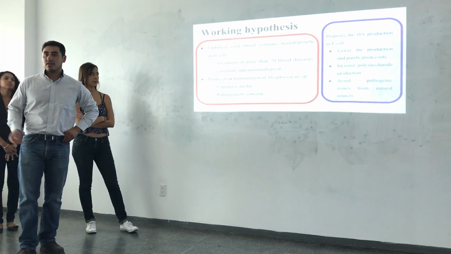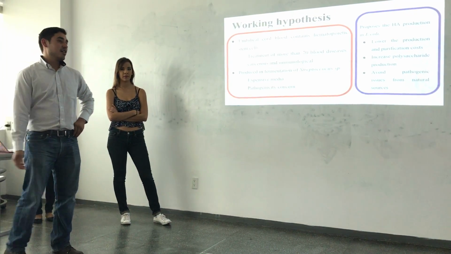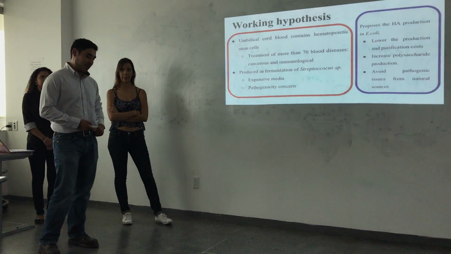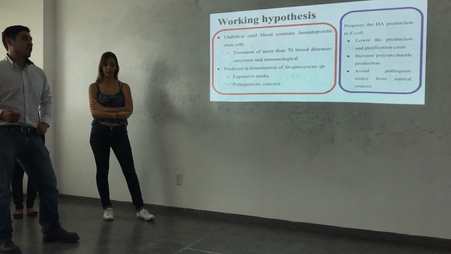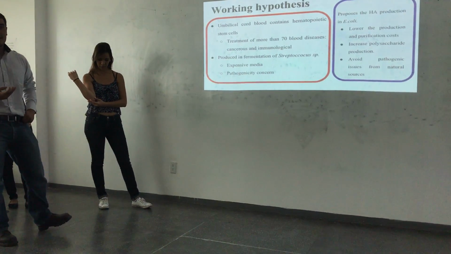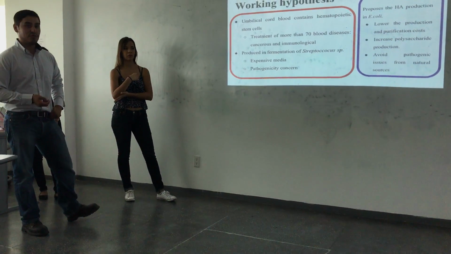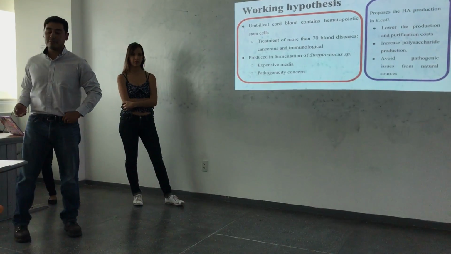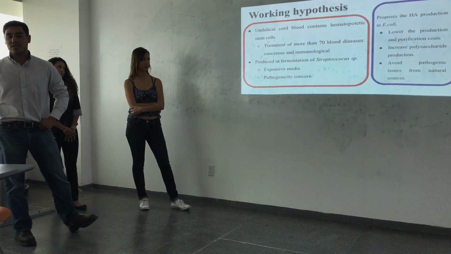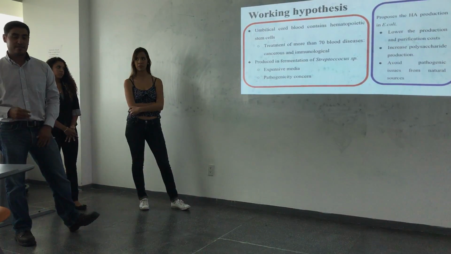So we propose to use Escherichia coli, and we need to make some improvements in that strain to make this project more desirable. What we need to do is lower the cost of the media. We also need to increase the production of hyaluronic acid. And as we are using Escherichia coli, we can forget about the pathogenicity issue.